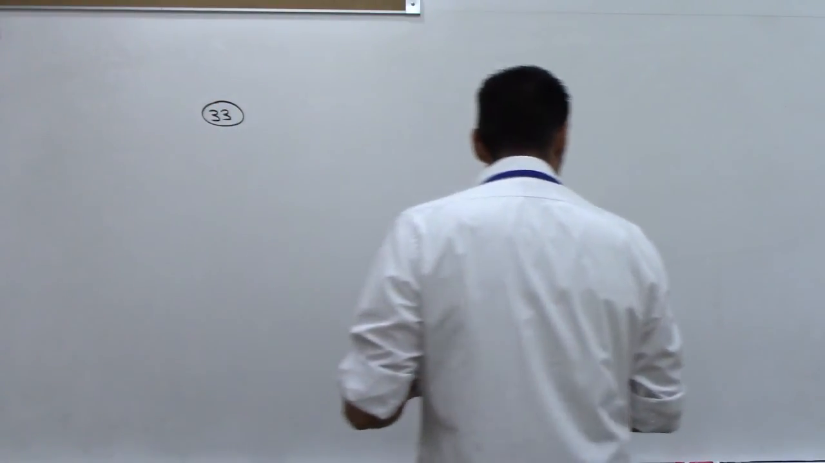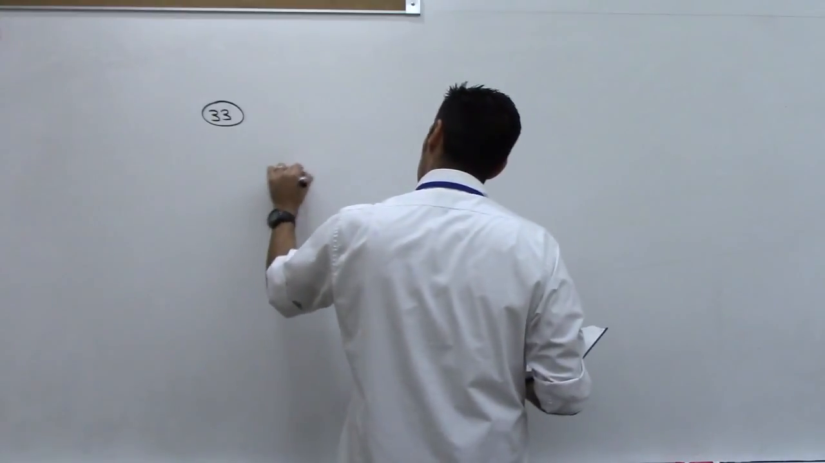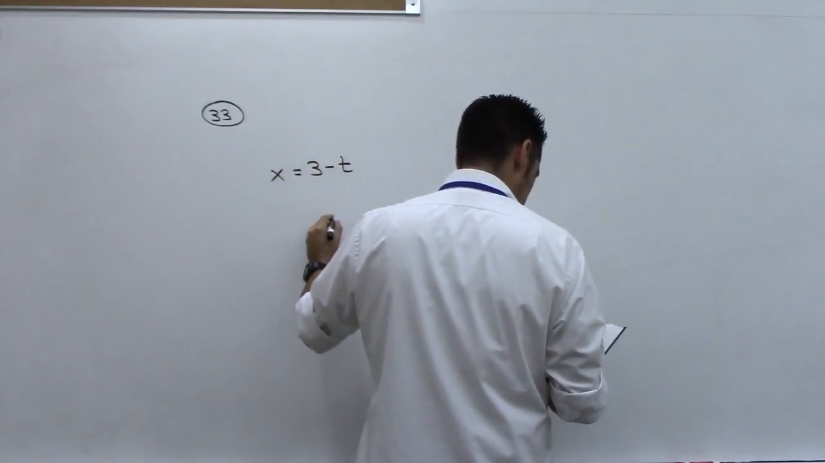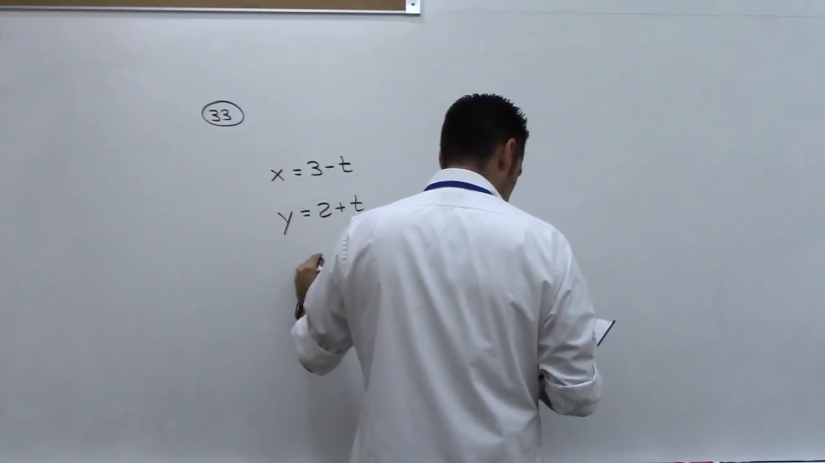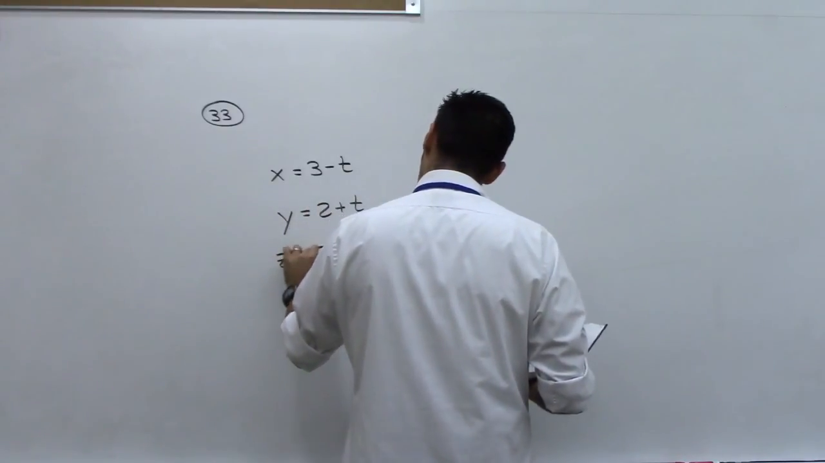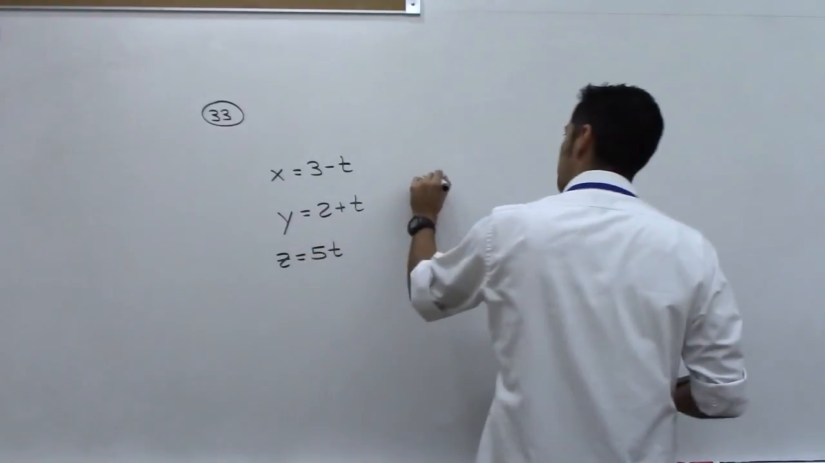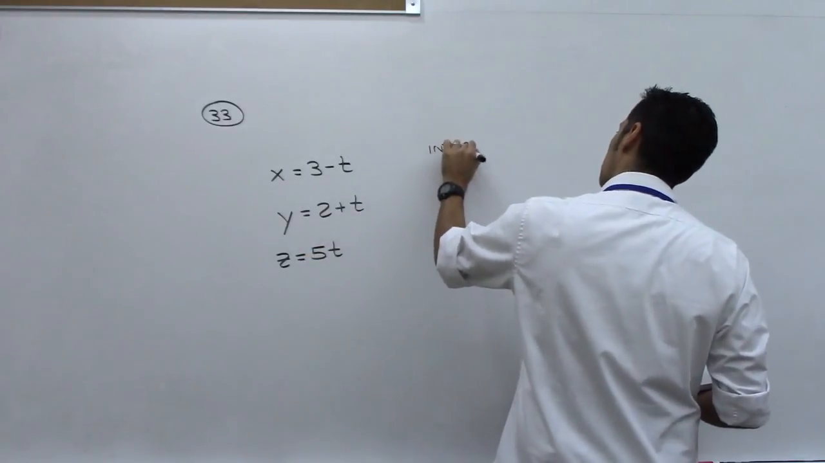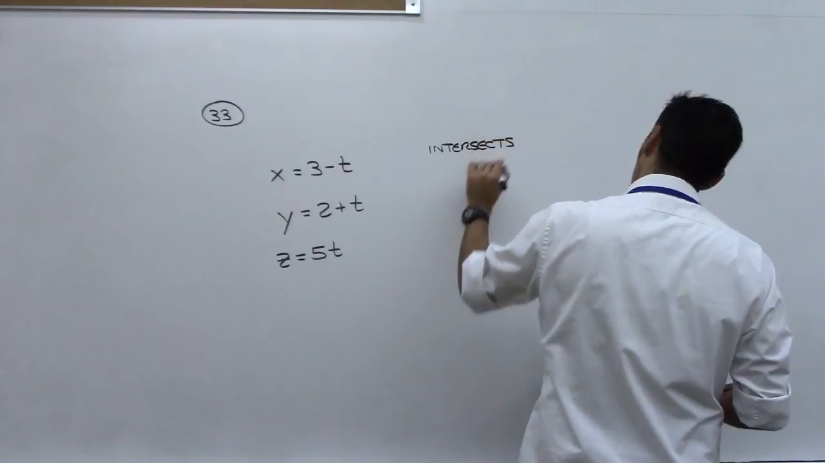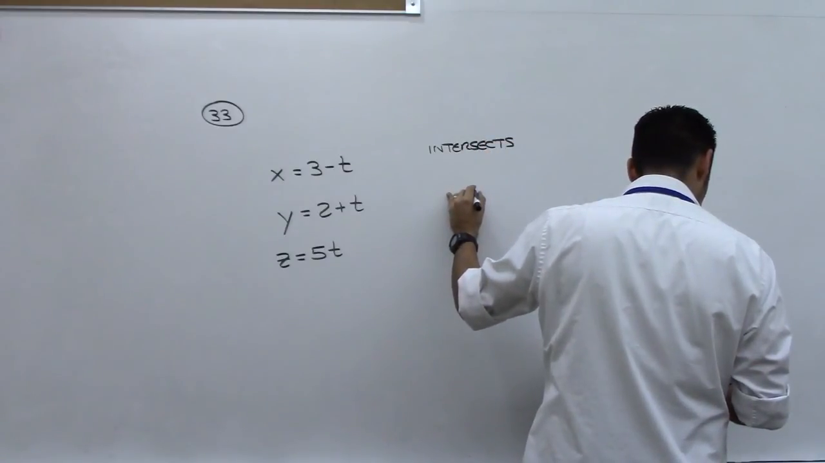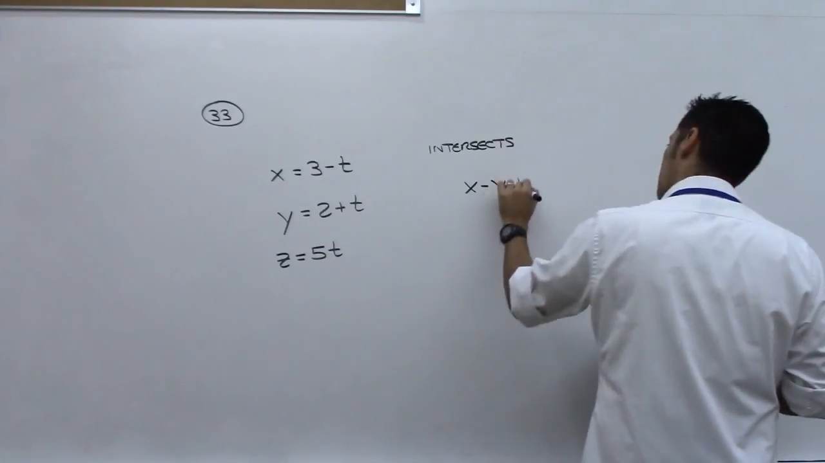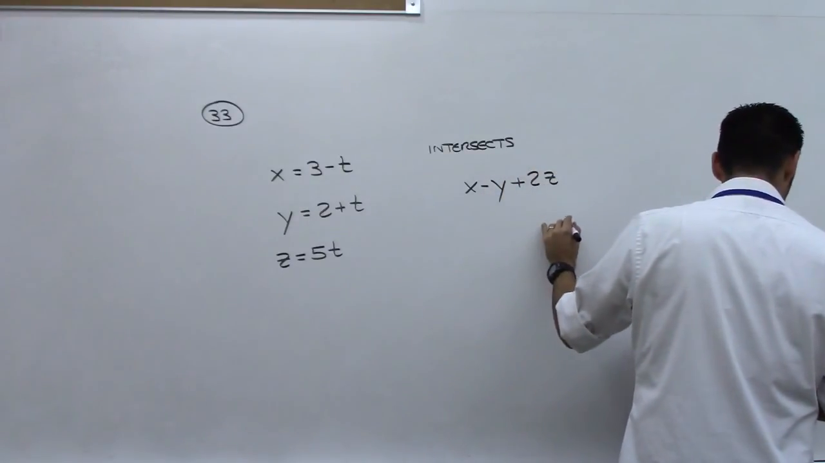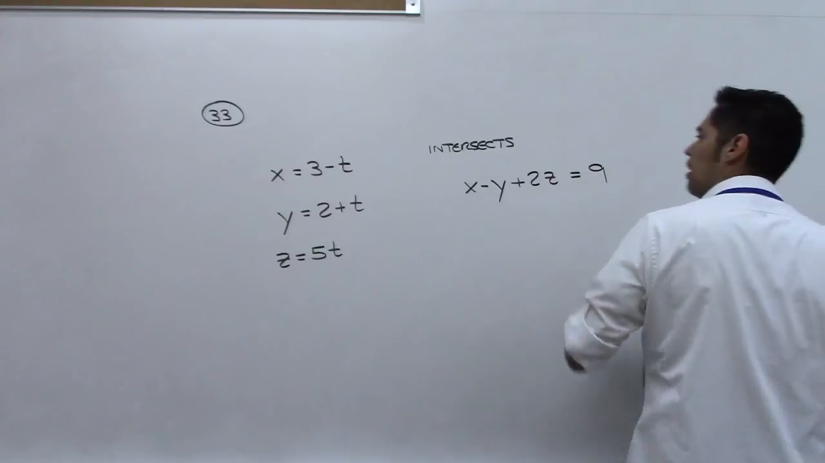Find the point at which the line x equals 3 minus t, y equals 2 plus t, and z equals 5t intersects the plane x minus y plus 2z equals 9. All right.